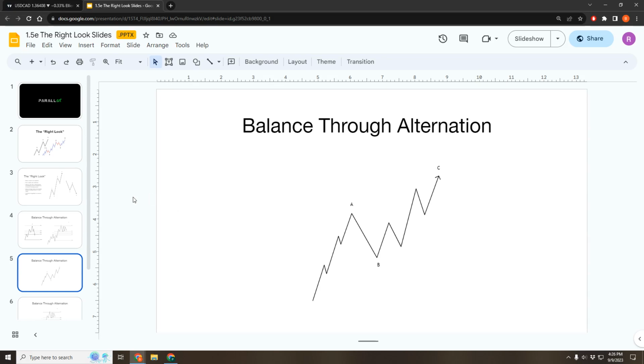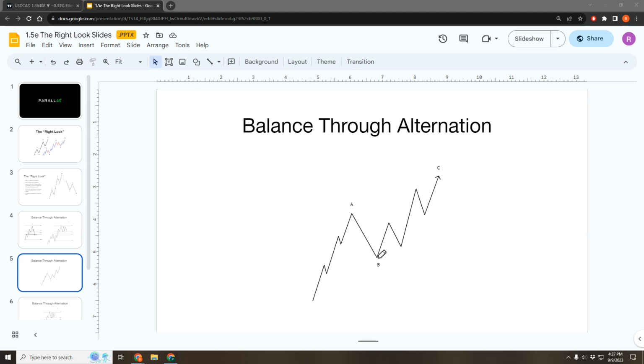Now, another way we can use that same guideline of alternation to find those setups that have the best look and the best probability is to look at the subwaves of a pattern. And in this example, we have a zigzag standard ABC pattern. And wave A is sharp, decisive, goes up and to the right, more or less one color. Then we have our corrective pullback in wave B.